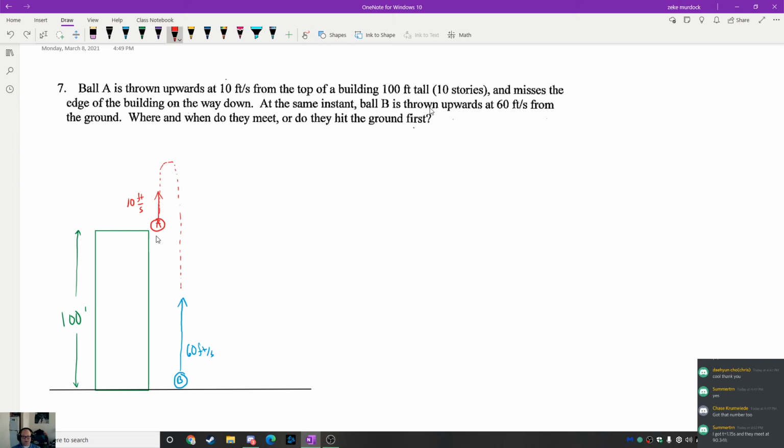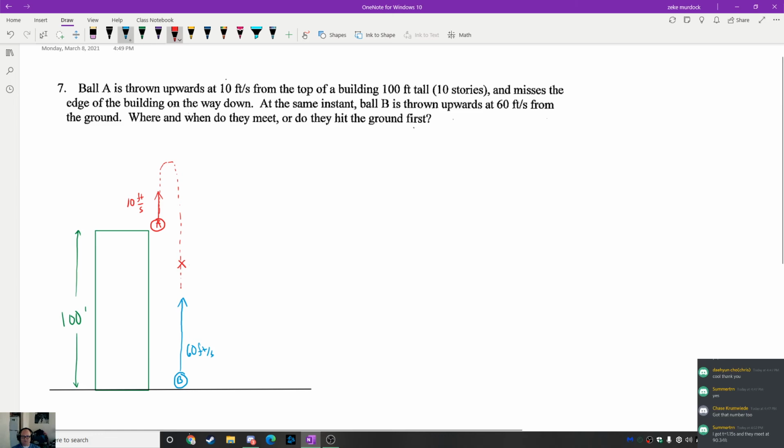At the same instant, ball B is thrown upwards at 60 feet per second from the ground. We want to find where and when they meet, or whether they hit the ground first. There are 2 possibilities. One possibility is that ball A goes up and starts to fall down, and by the time it gets to here, B is still on the way up, and they cross paths at some point, let's say right there. Or ball A falls all the way to the ground, and B has already gone up and down during that time period. It's one of the 2 possibilities.